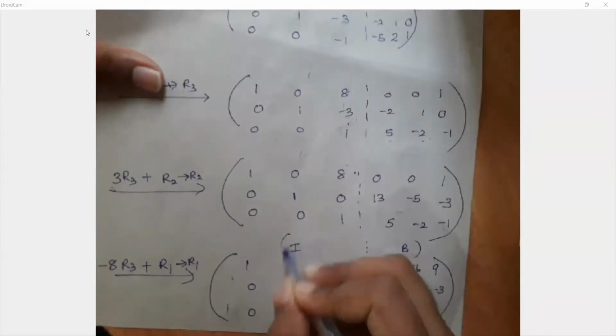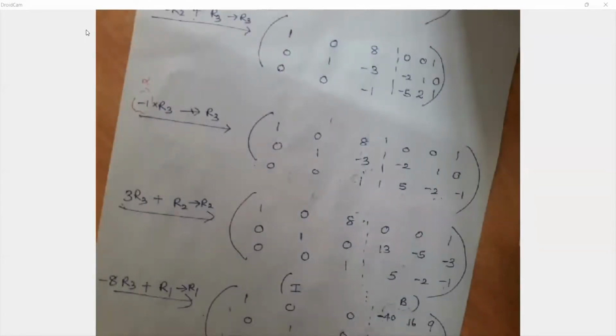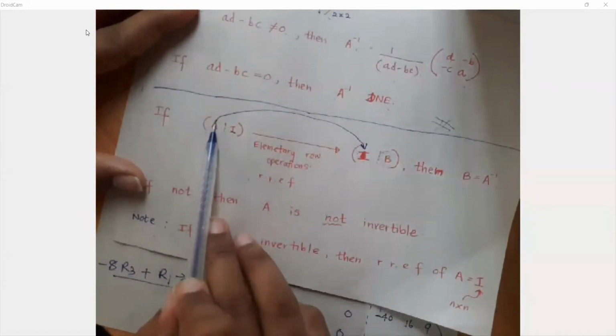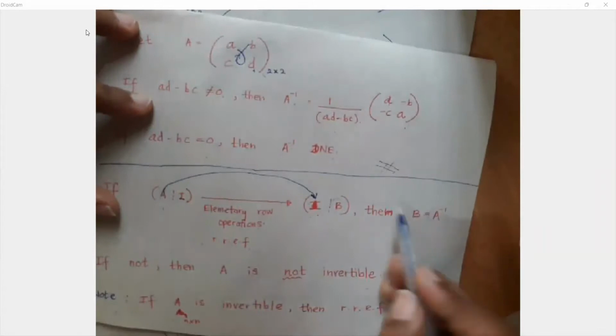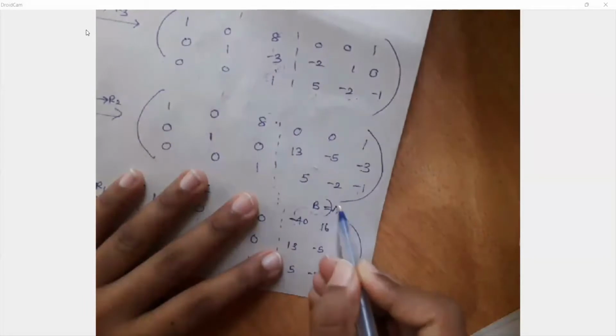Now we got here the identity matrix. That means this is like this augmented matrix. What is the theorem? What is the definition? If we can reduce this A into an identity matrix, we say A inverse is this matrix. This is our A inverse, here, this part.